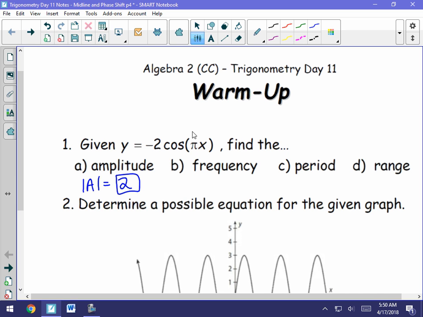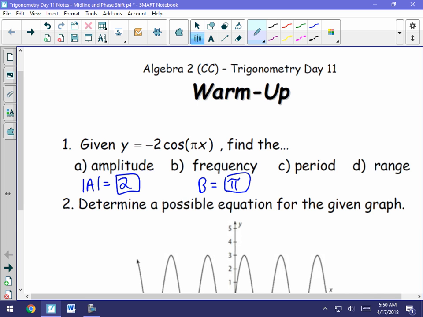The frequency is the b value. That's the number in front of the x. That tells you the number of cycles in between 0 and 2 pi. So it's a little bit strange in this one because it's not a number, but there would be pi cycles in between 0 and 2 pi. That's all right. It happens sometimes.